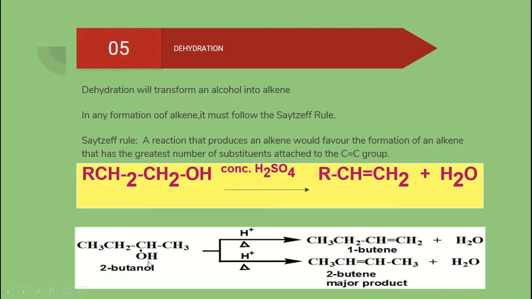So here we have 2-butanol. After going through dehydration, it will yield two types of product, 1-butene and 2-butene. Why is 2-butene said to be the major product? This is because the C double bond C in 2-butene has many more substituents attached to it compared to 1-butene. These are the substituents: 1, 2, 3. For 1-butene, it is only this, and this. So 2-butene is the major product.